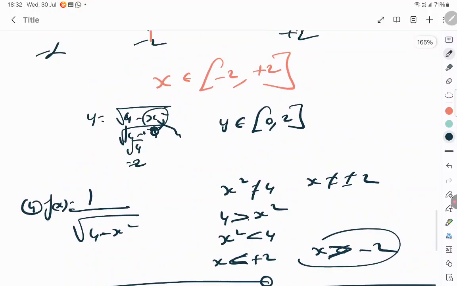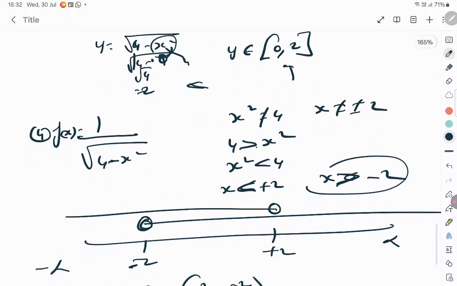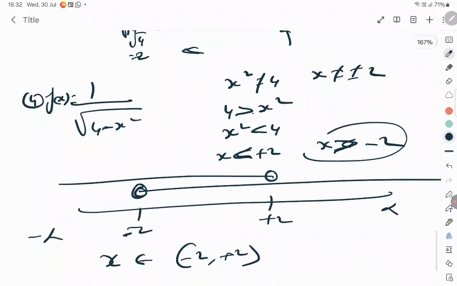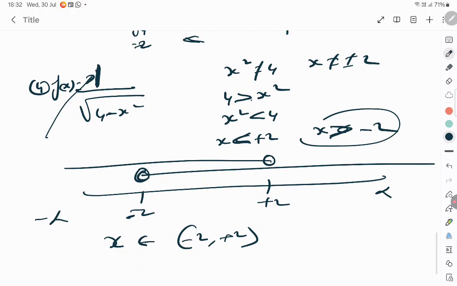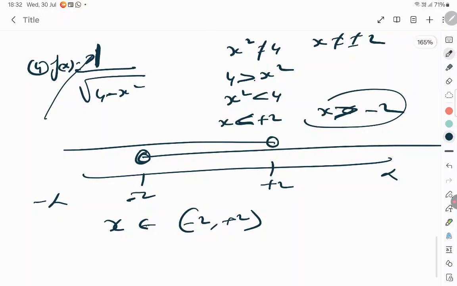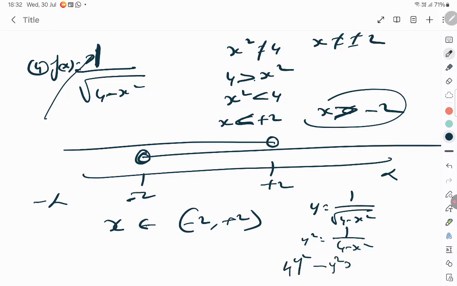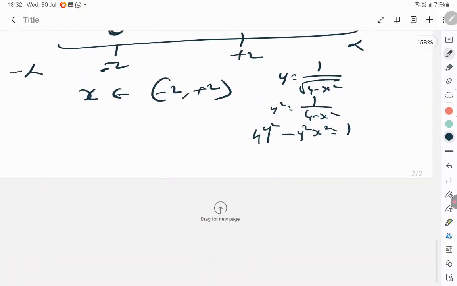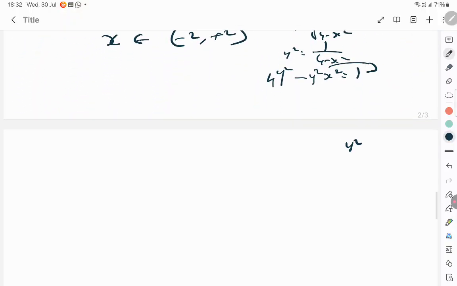They ask you why. Obviously you have already done all this work to find y. Here y is an element of 0 to 2, but in this sum you see y will never be 0 because 1 by any number can never be 0. Okay, and also let's say y is equal to 1 by root of 4 minus x square, squaring both sides, y square is 1 by 4 minus x square. So 4y square minus y square x square is equal to 1. So then taking this to the other side, y square x square is equal to 4y square minus 1. x square is equal to 4y square minus 1 by y square. x is equal to root of 4y square minus 1 by y.